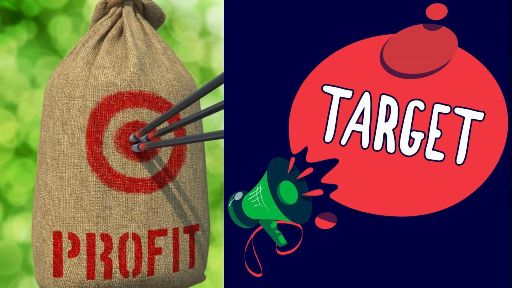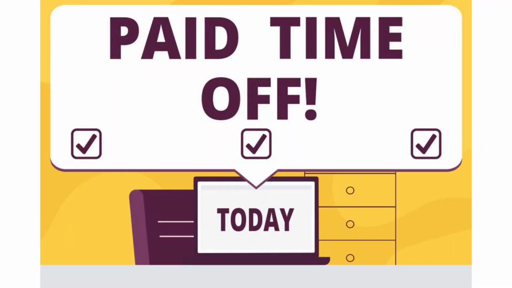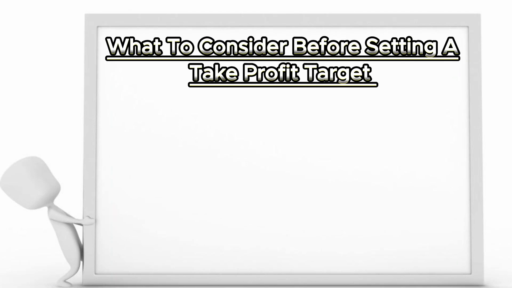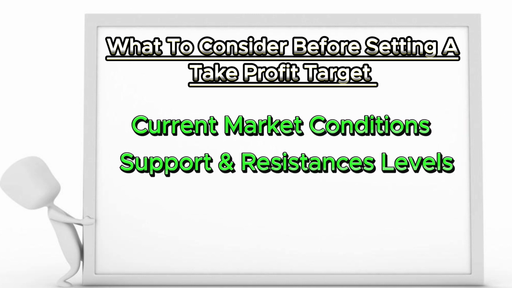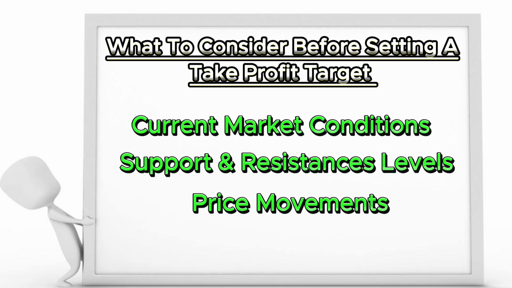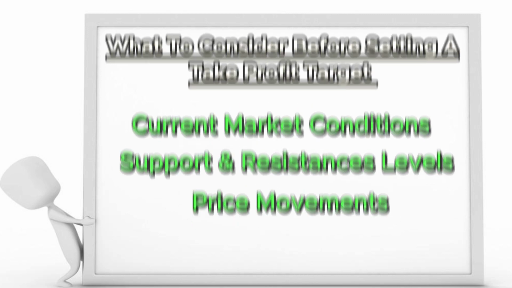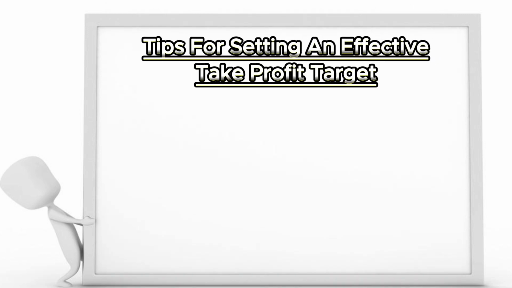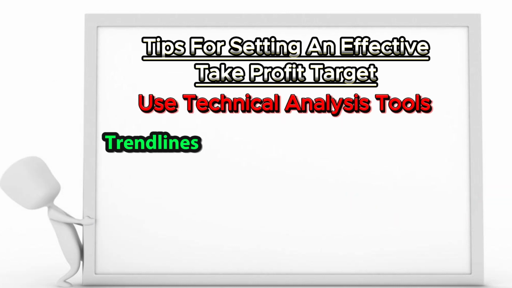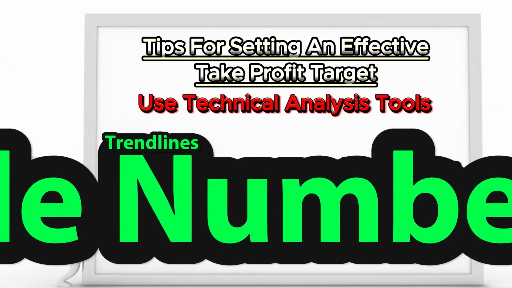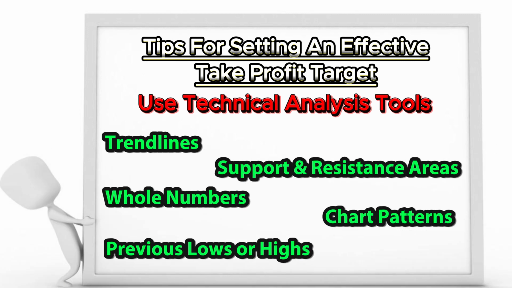A take-profit target is the price level at which you intend to close your trade and secure your profits. When setting your take-profit target, consider factors such as the current market conditions, support and resistance levels, and potential price movements based on your analysis. Here are some tips for setting an effective take-profit target. Use technical analysis tools such as trendlines, support and resistance areas, whole numbers, chart patterns, and previous lows or highs to identify key levels where price might reverse or encounter resistance.